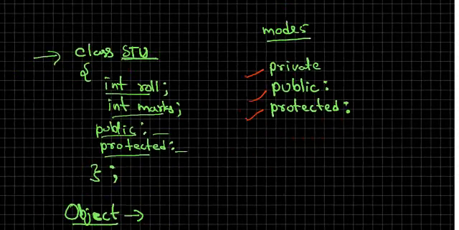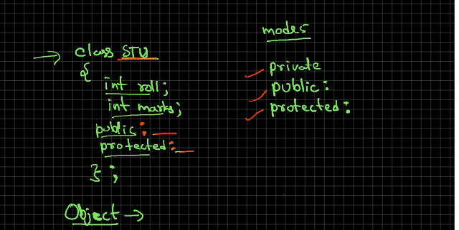So here's how a class is defined. Here stu is the class name, and here int role, int marks are also known as variables. And public is a mode where you can define your variables, functions, etc., and the same for protected too.